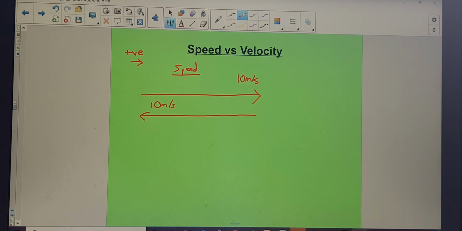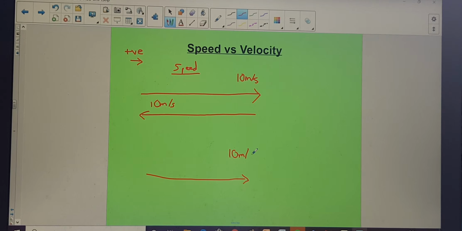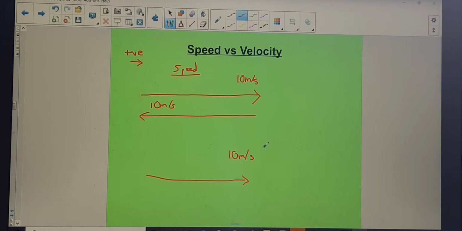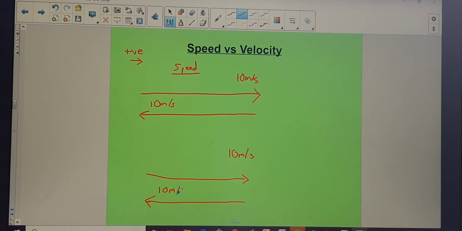The difference between speed and velocity is this. If I call this the positive direction, and it moves with a speed of 10 meters per second, I could also say that it moves with a velocity of 10 meters per second. If, however, the particle then moves back this way at 10 meters per second, its velocity would be negative 10 meters per second.